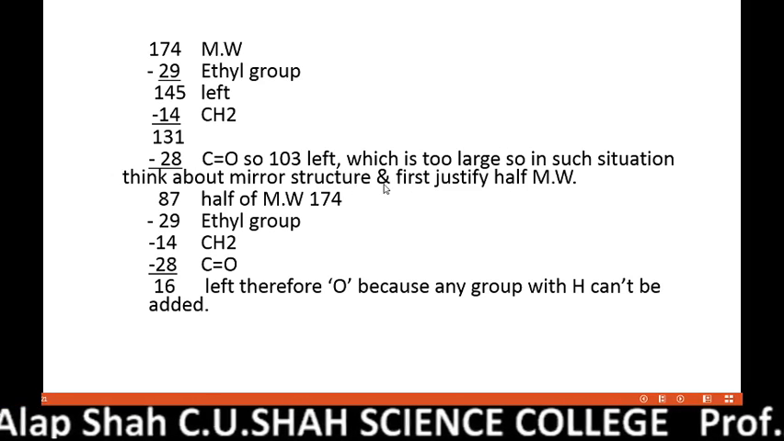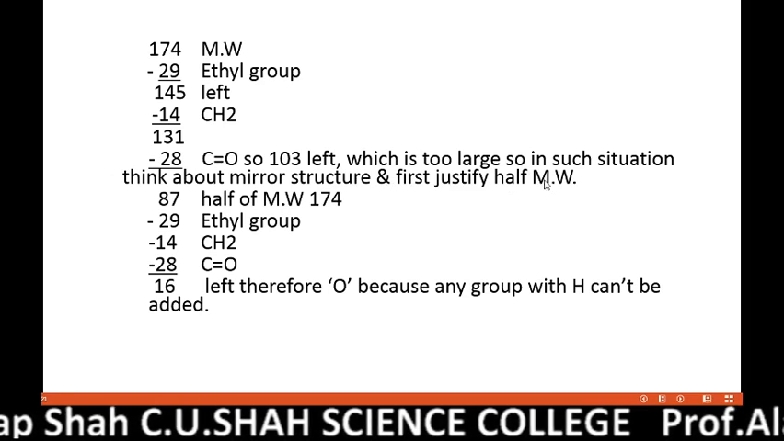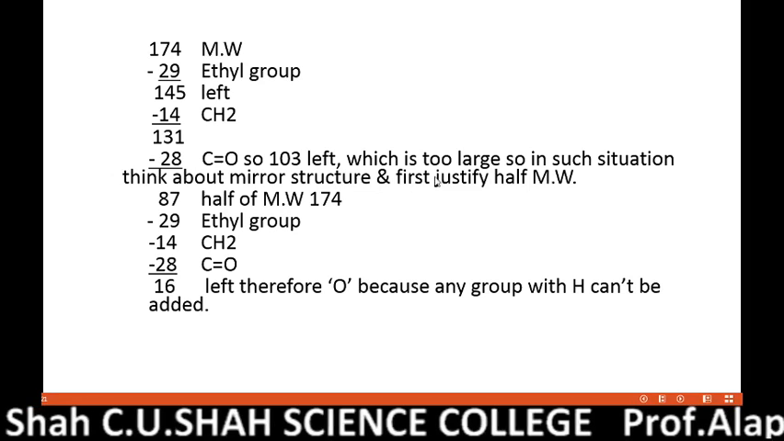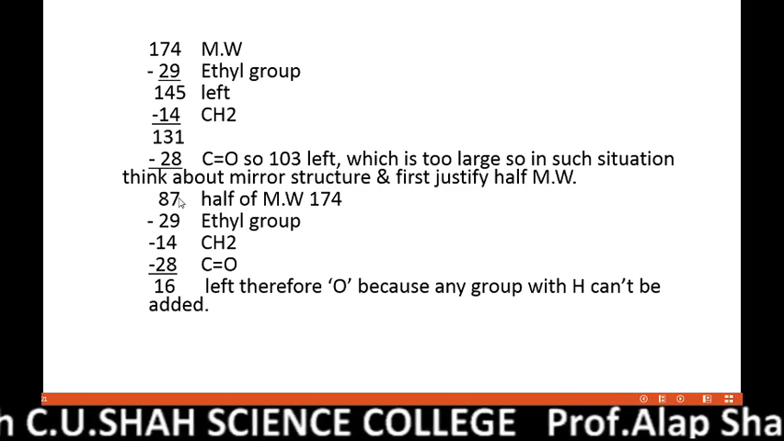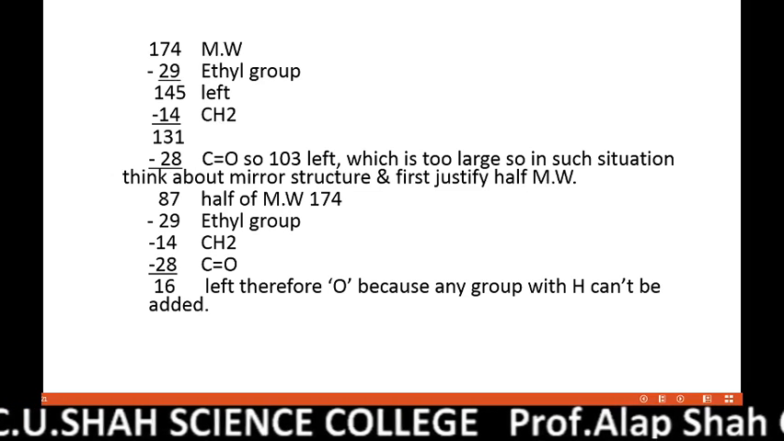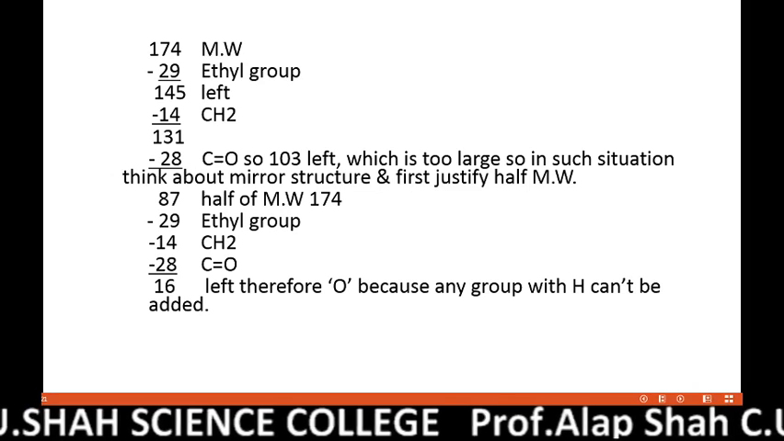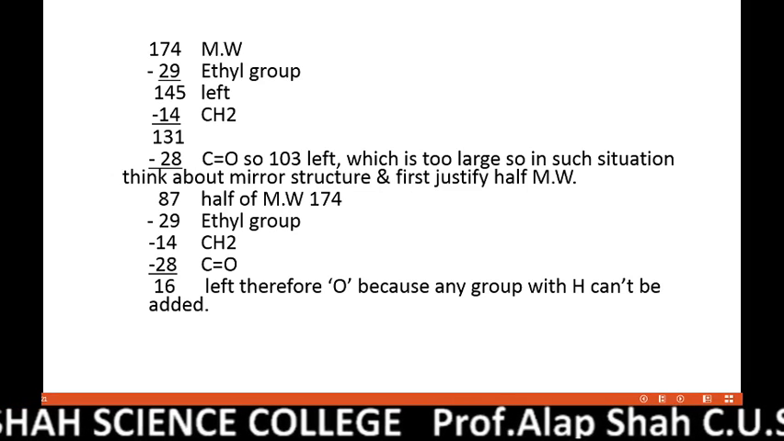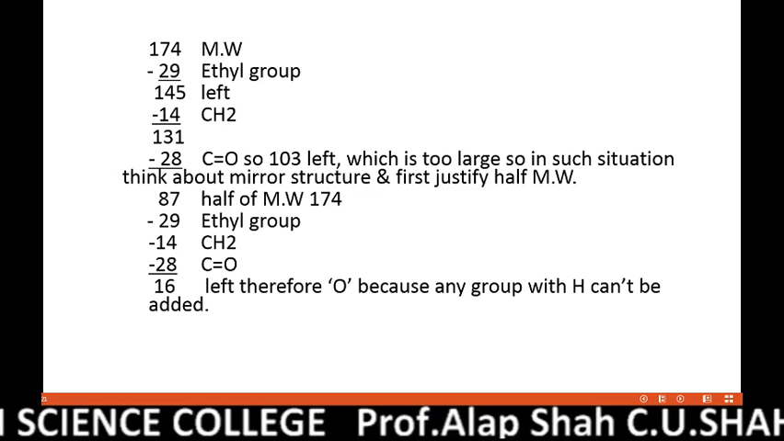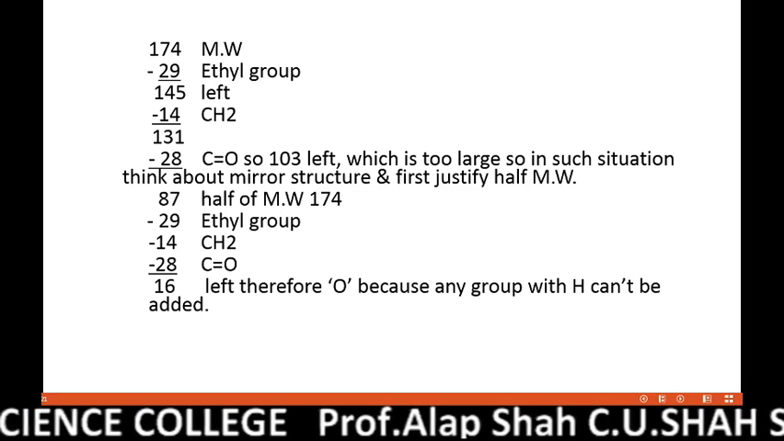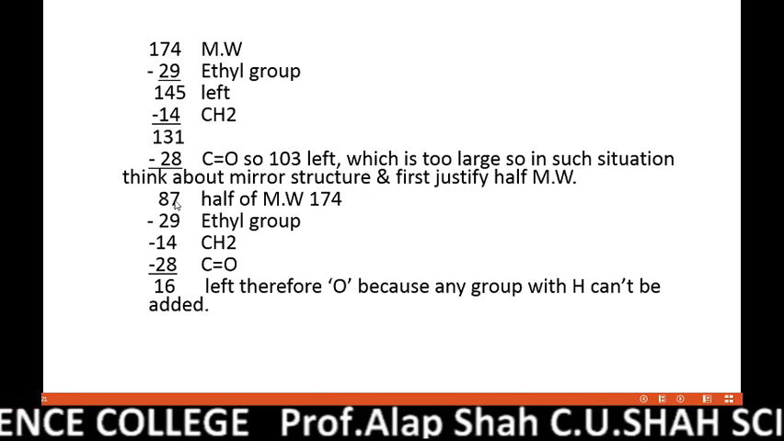First, you should try to justify half the molecular weight. So half of 174 is 87. First we will try to identify the 87, and if we can solve that, we will consider that portion to be present twice, double. So again let us do the calculation.